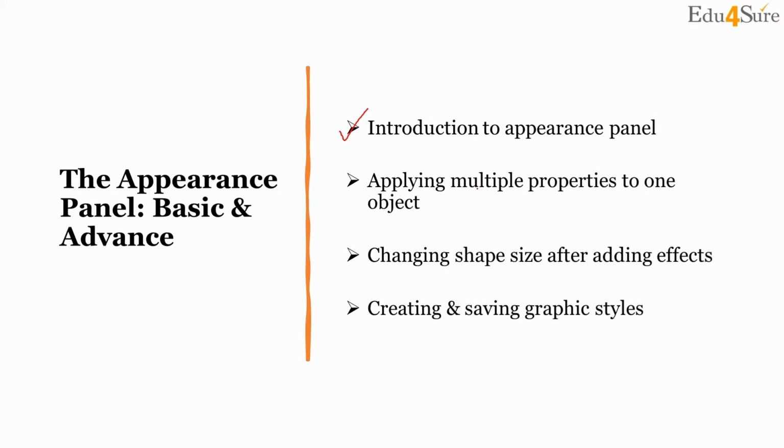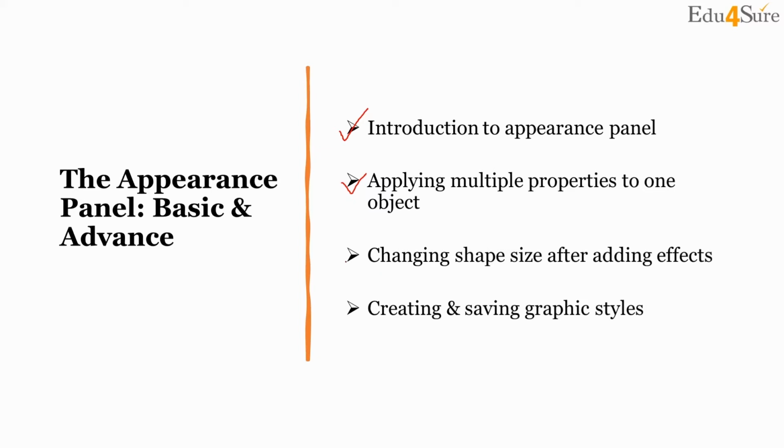Then, applying multiple properties to one object. We are going to create a basic shape or a custom design, give it multiple properties, and then look at how the appearance panel helps us in managing those properties without changing or making copies of that particular object.